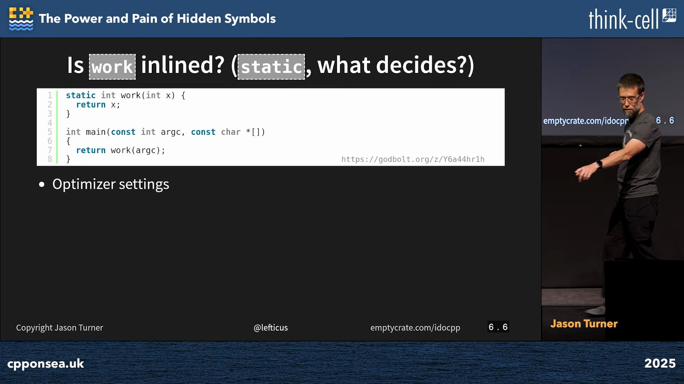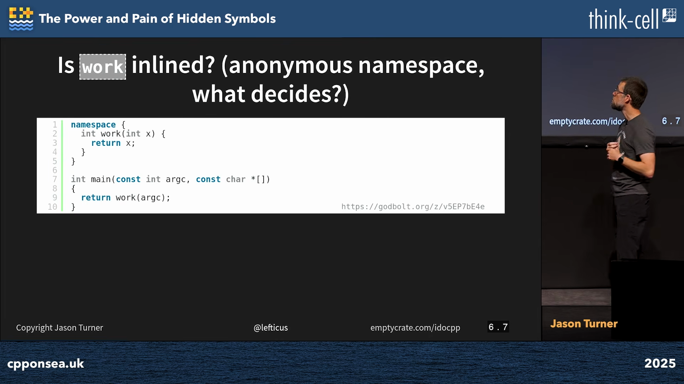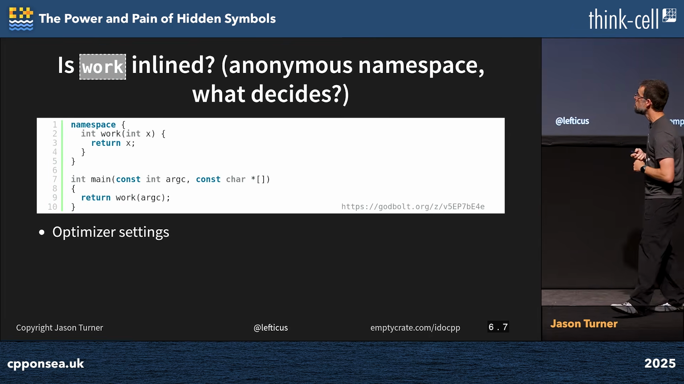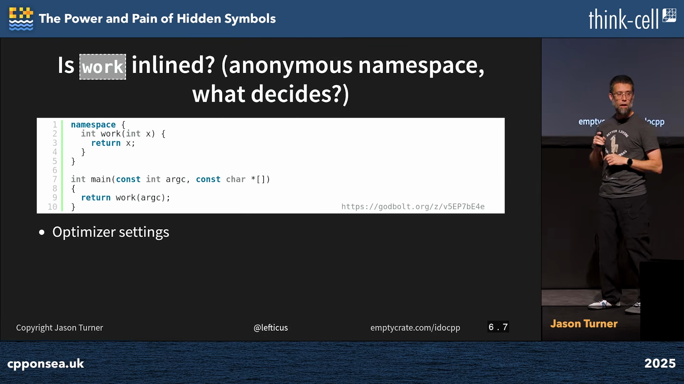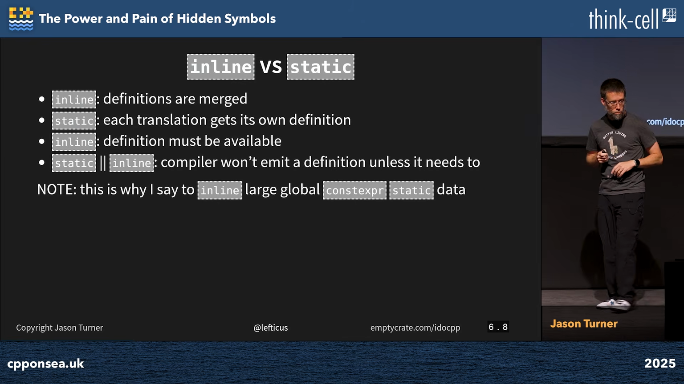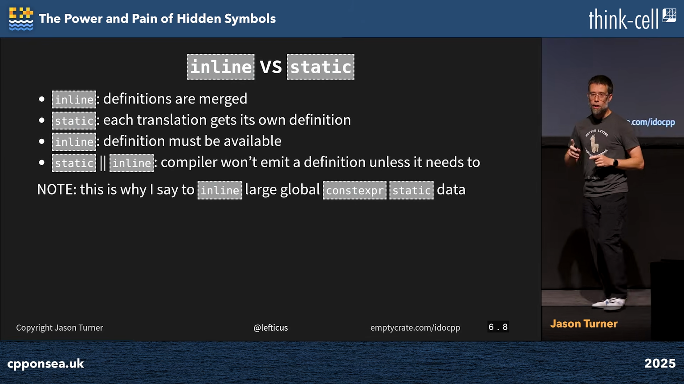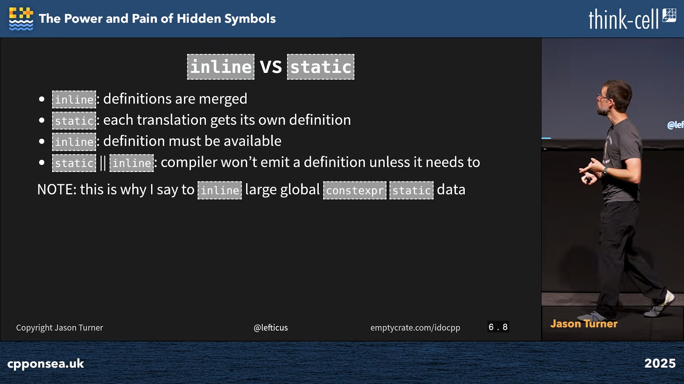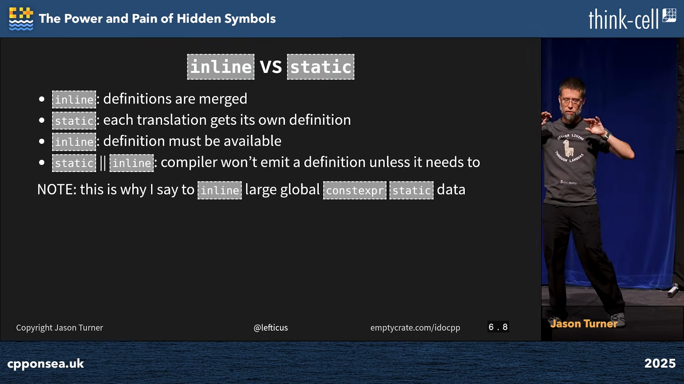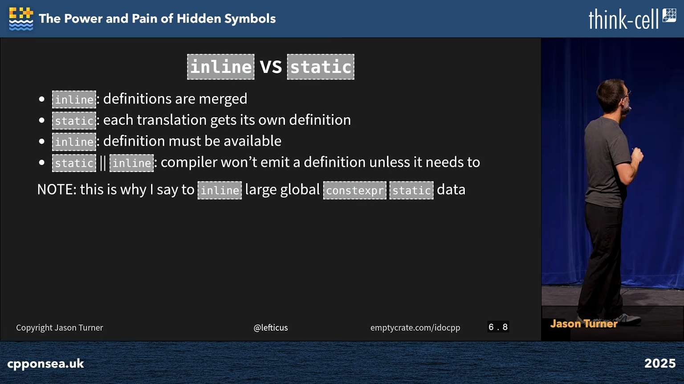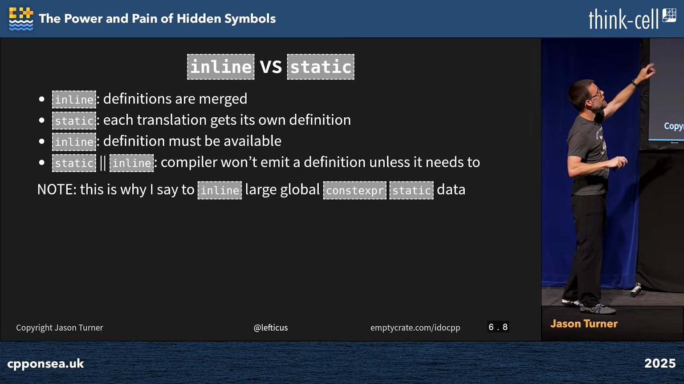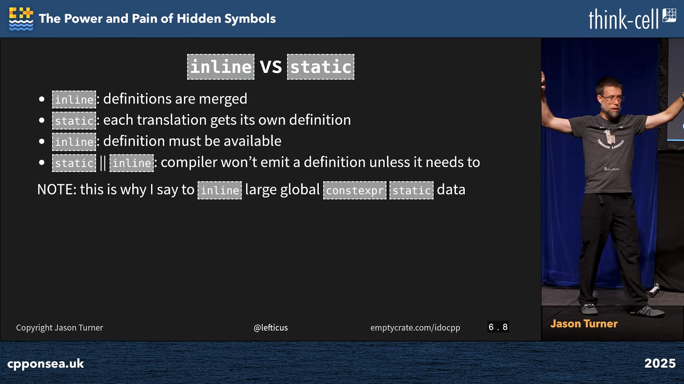I was going to say anonymous namespace. Yes. Anonymous namespace. This also comes down to our optimizer settings. Because, well, we'll look at what each of these things are actually doing in just a second. So if you have an inline function and you have multiple modules, those definitions are going to be merged. If I've got a static object that's data or a function, each translation unit is going to get its own copy of this thing.